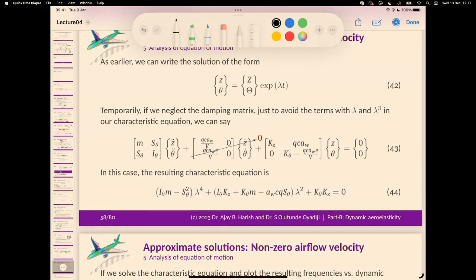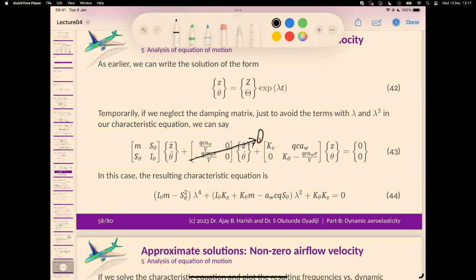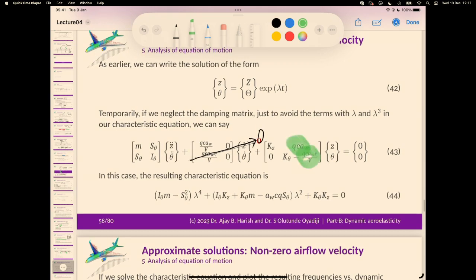I'll leave it as an exercise for you to work out all the derivation, to see what would happen if you add in damping and make your life more complicated. Try it out if somebody wants to venture into it. Okay. So let's assume that this damping was zero. But we are not neglecting Q here. So the Q terms, or the velocity and dynamic pressure, are still there in the stiffness matrix.